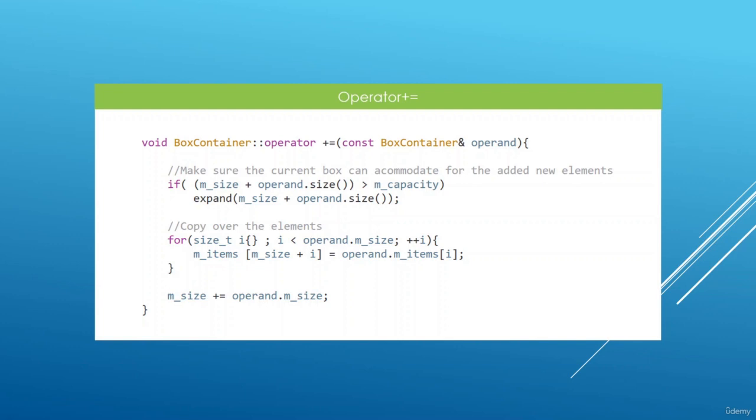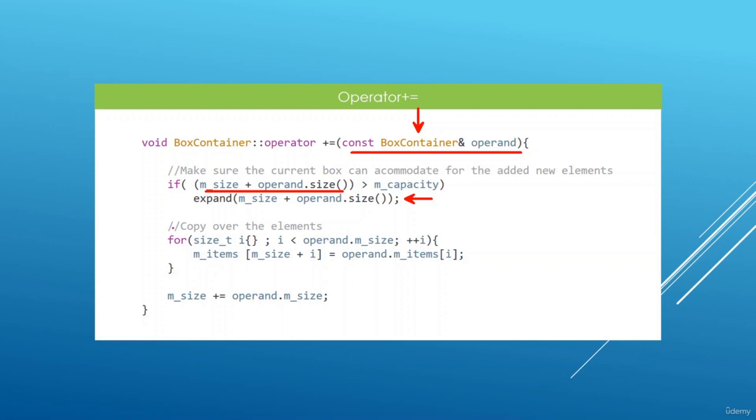Now that we have seen how these operators could work, here is a possible implementation for our compound addition operator. It is going to take a second operand by reference. It is going to be a box container object. And the first thing we want to see is if the current object can contain all the elements of the two boxes combined. So we check and see if the current capacity is enough to contain all these elements, and this is how we do it. We check and see if the current size, adding the size of the other operand, is not greater than the current capacity. If it is greater, we are going to call our expand helper method to expand our capacity.